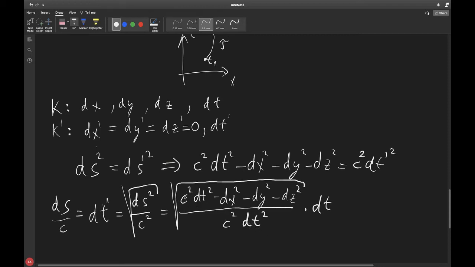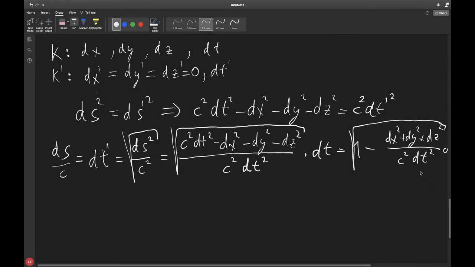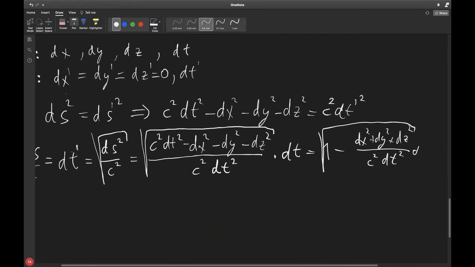So that's actually nice, because we have a c squared dt squared here. So this thing just means that I have a 1 minus, and then I have the x squared plus the y squared plus the z squared divided with c squared dt squared, and this whole thing is under a square root, and I should not forget that there is a dt on the right side, which is now less visible. There is a dt here.